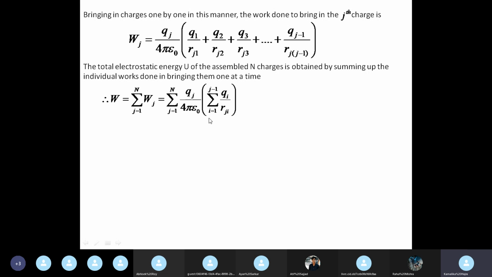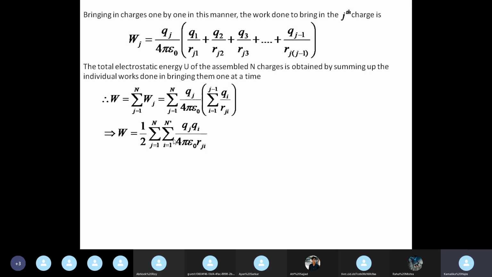If you have done any bit of computer programming, this is like one loop running inside another loop. I don't know if any of you know computer programming, but if you have done loops, then it means one loop is running inside another loop. For each i, you go from 1 to j minus 1, and then again for each j you go from 1 to n.